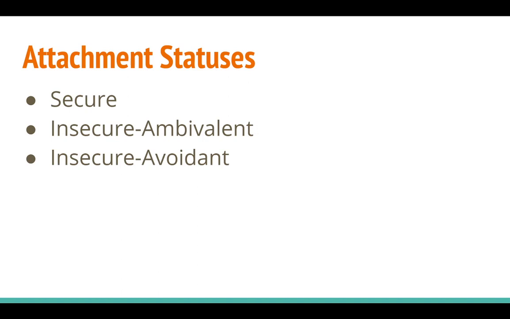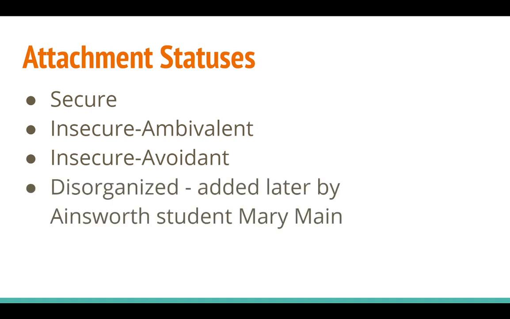A fourth attachment status was added later by Ainsworth's student, Mary Main, and it was called disorganized. So this was in about 5% of kids, and they act confused or dazed, they respond inconsistently, their moods change quickly, they might be resistant or avoidant. These children most likely have parents who are neglectful or abusive. So it's essentially the person who should be the source of comfort is the one causing the distress.